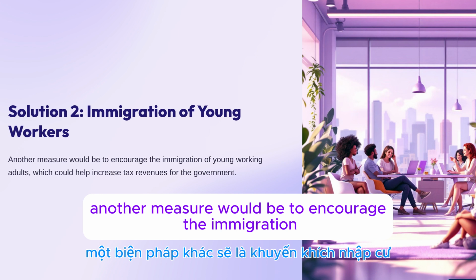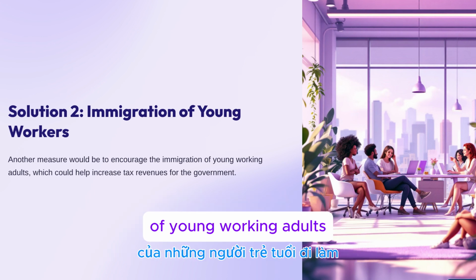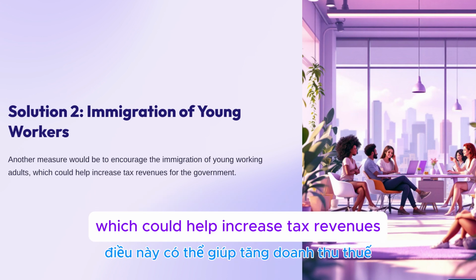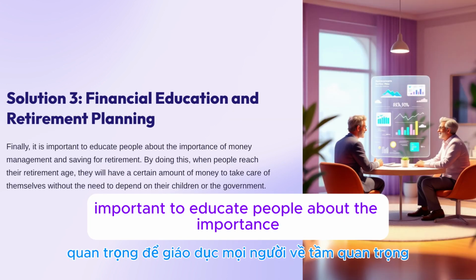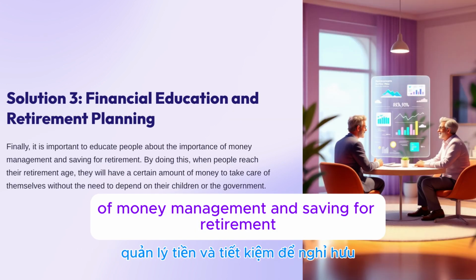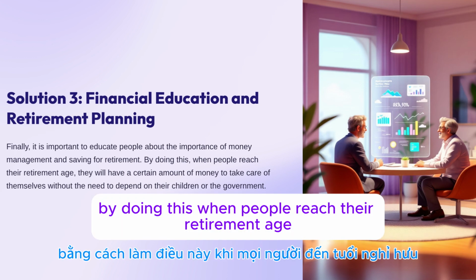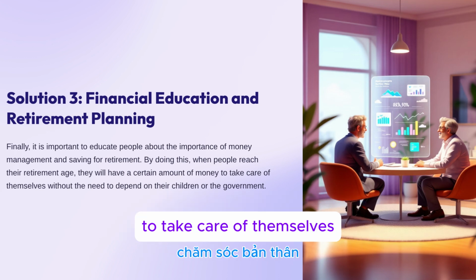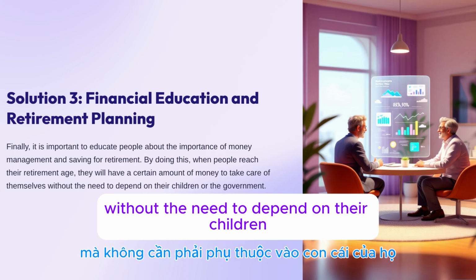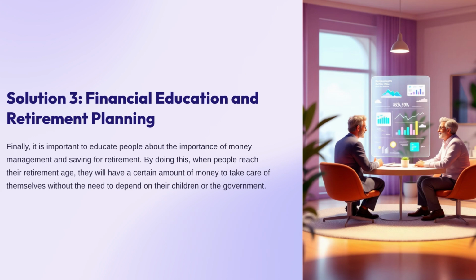Another measure would be to encourage the immigration of young working adults, which could help increase tax revenues for the government. Finally, it is important to educate people about the importance of money management and saving for retirement. By doing this, when people reach their retirement age, they will have a certain amount of money to take care of themselves without the need to depend on their children or the government.